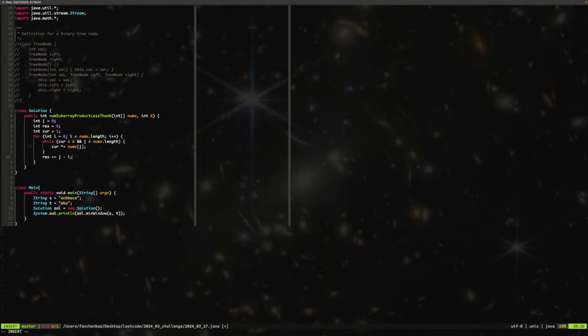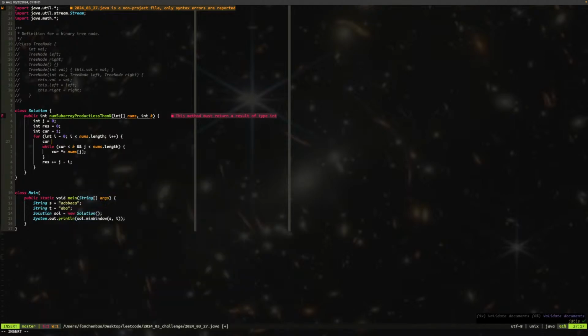I will move forward, right? I moves forward, and then when I moves forward, the current needs to remove the current I, right? Okay, so it's current divide equal to nums I.